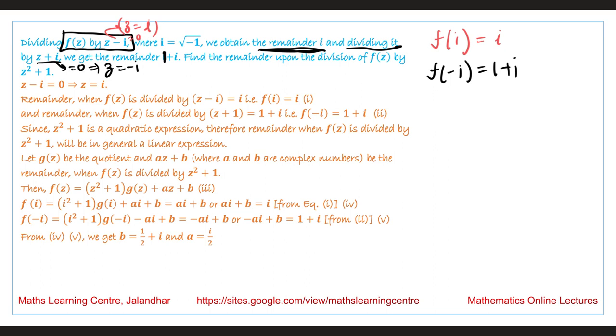Now next what we have to calculate over here is, we are saying find the remainder by the division of f(z) if we divide f(z) by z square plus 1.